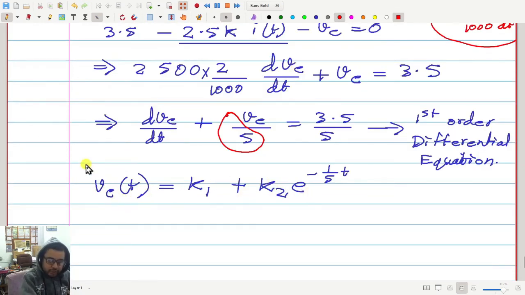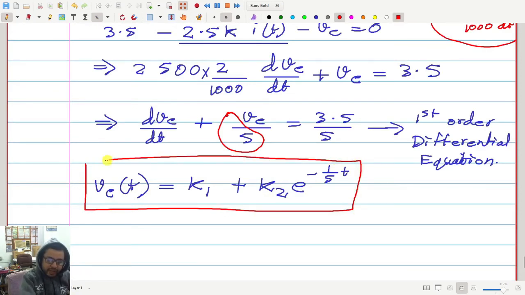The solution will always be of this form, and now you have to find the values of K1 and K2. What should be the value of K1? K1 should be the final value of VC.